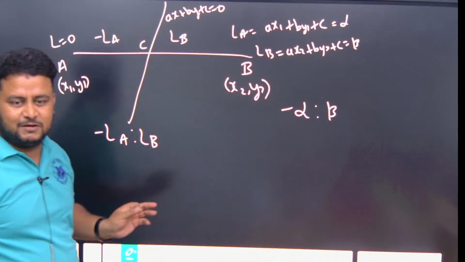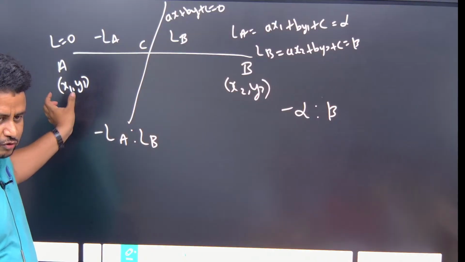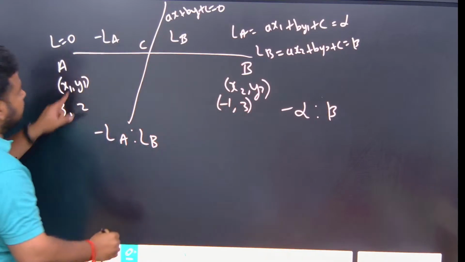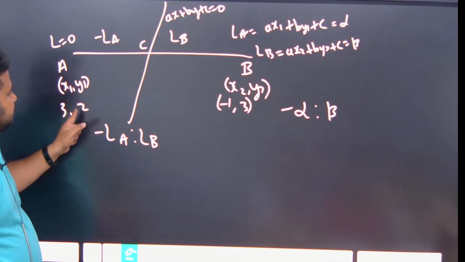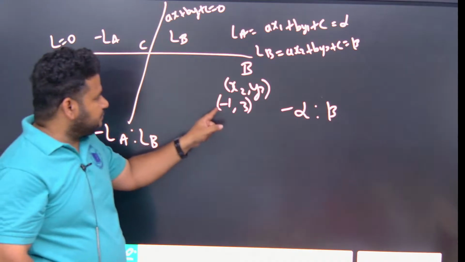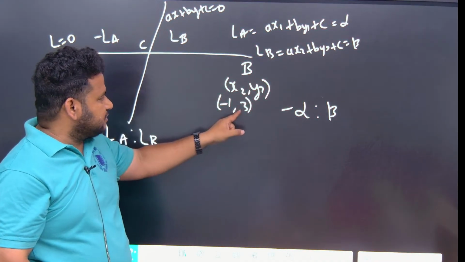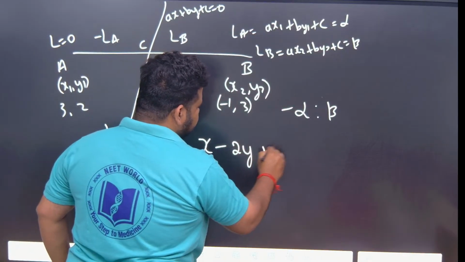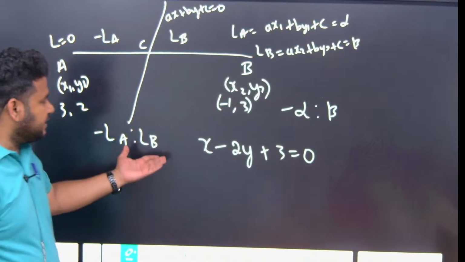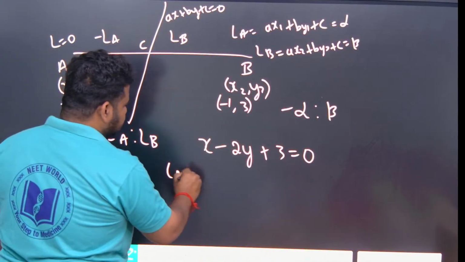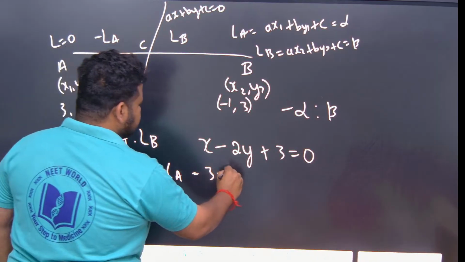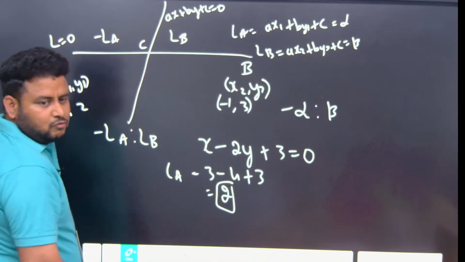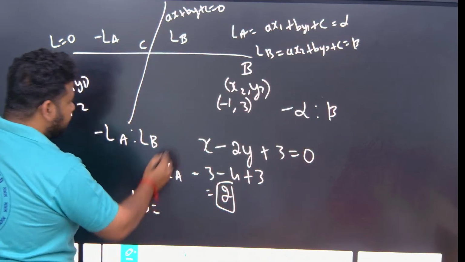For LA and LB, for this point, whatever coordinates are there, suppose 3 comma 2 is there, and here minus 1 comma 3 is there. Wherever x is there, first you will put 3, wherever y is there, you will put 2. Suppose a line is given like this, x minus 2y plus 3 is equal to 0. If I want LA, I will do 3 minus 2 into 4 plus 3. Hmm, LA will become 2.